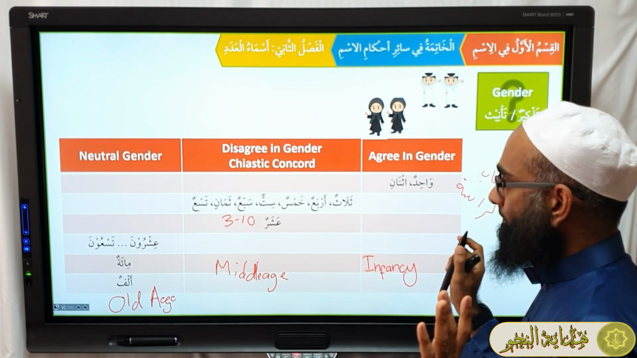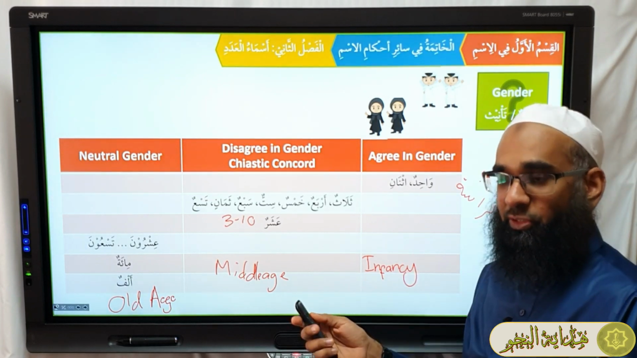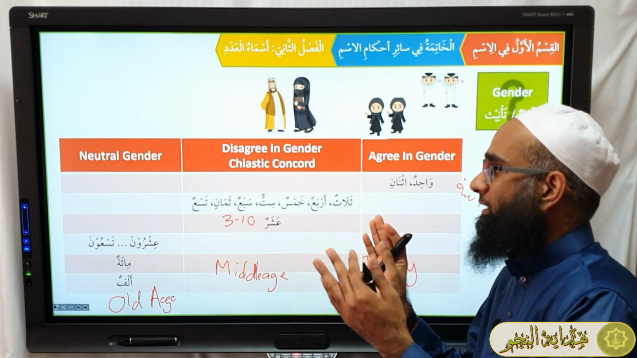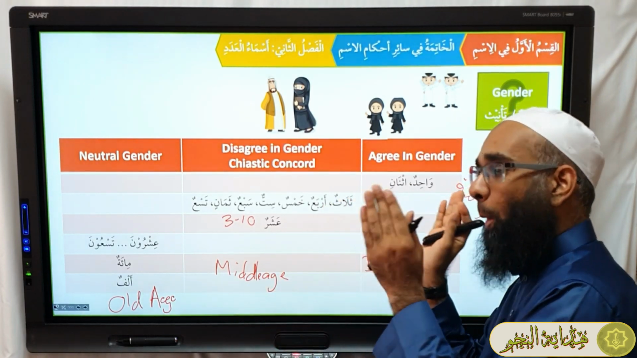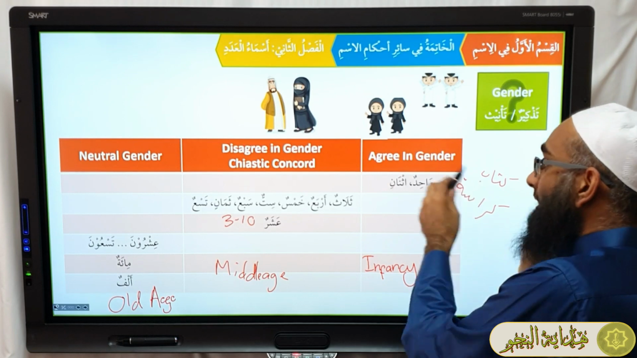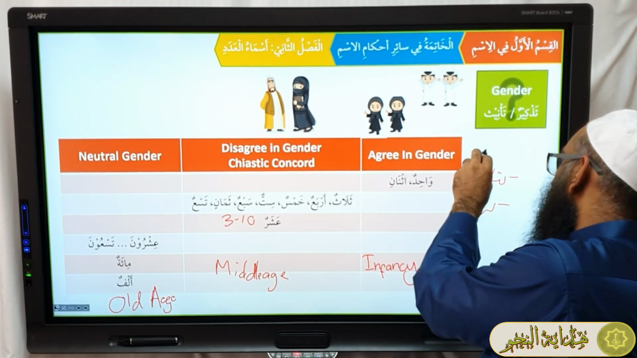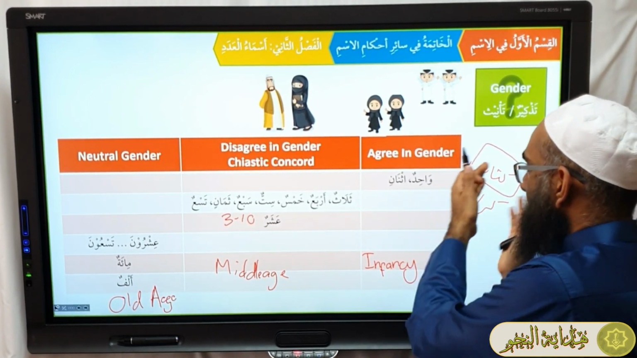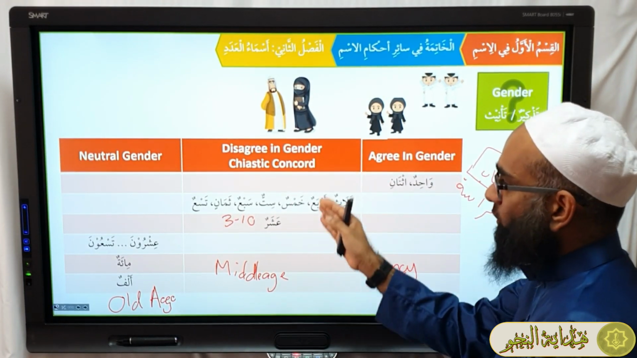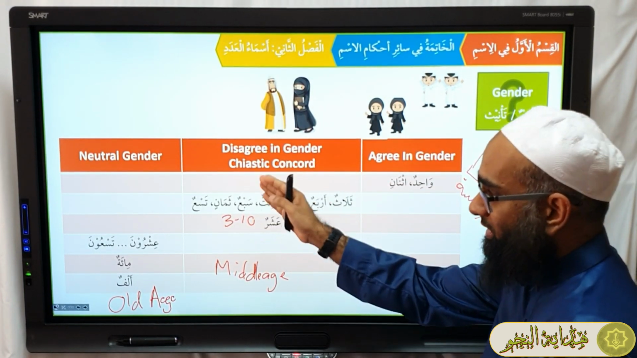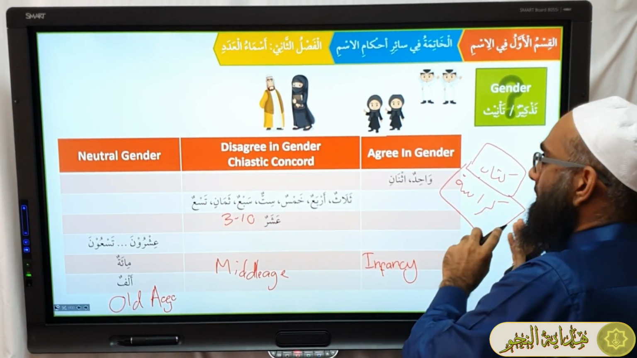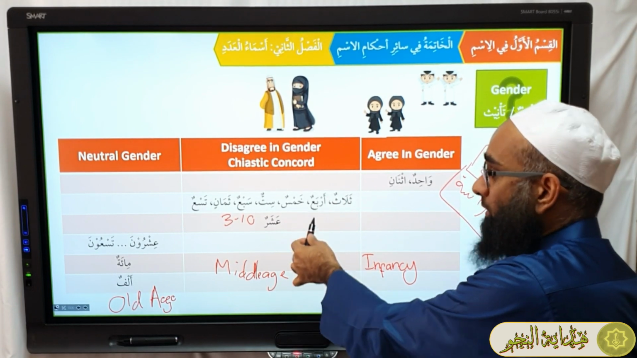Got it so far? Middle age, you need to get married. So then, you need a companion. So then, middle age, opposite gender. Correct? So, if you're talking about books in the middle age numbers, so if it's kitabun, he's a male, he needs a partner, female, so then he will have ثلاثة أربعة خمسة ستة سبعة ثمانية تسعة. If it's a female, she needs a male partner, so then it'll be ثلاث أربع, opposite gender.